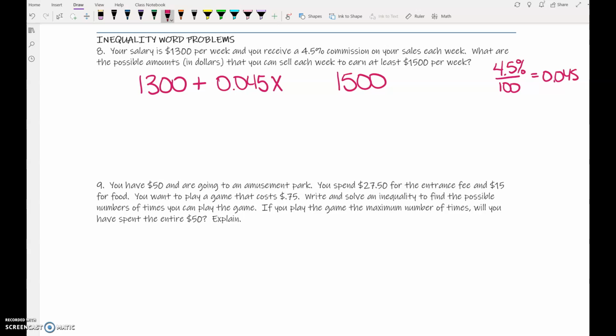Some teachers try to tell you the term "at least" means this symbol. That's hard to remember, and I don't feel like that's a good way to do this. Instead, leave a space and then think about, this is how much we're going to earn. Do we want the amount we're going to earn to be smaller than $1,500? Would that be correct? Do we want to earn less than $1,500? No, we want to earn greater than $1,500 or exactly $1,500.